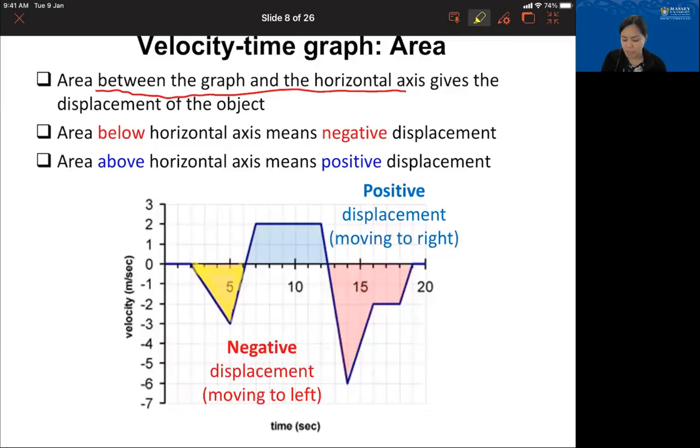Okay, and then the opposite of that, if the area you're calculating is above the horizontal axis, like this blue shaded area here, then that means that the displacement that you're calculating will be positive. And again, if you look at the values of the velocities above the horizontal axis, you have positive velocities. And positive velocities mean that the object is moving to the right. Okay? And therefore, your displacement will be positive, okay, moving to the right.